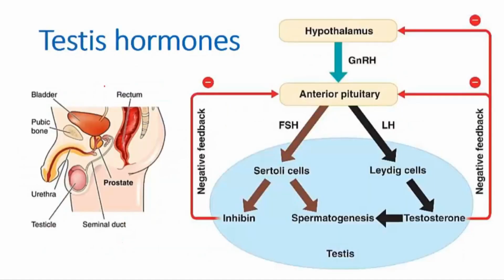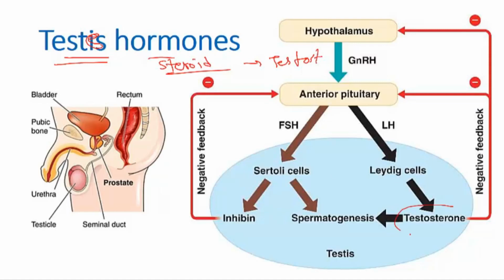Now if you go to the testis, which is another type of gland, the hormone secreted here is also known as the sex hormone of male, and these hormones are also steroid hormones, and in this case they produce the hormone testosterone.